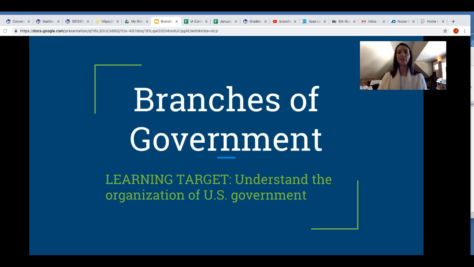power. Okay, let's begin with our learning target, which reads that you will be able to understand the organization of U.S. government. Now, be sure to have a piece of paper and writing utensil handy, or you can open another window on your screen to record notes, and you are always encouraged to pause the video when you're recording information. Okay, guys, let's go.